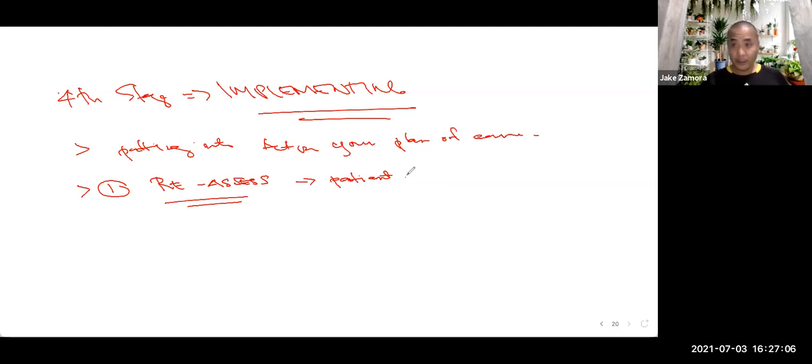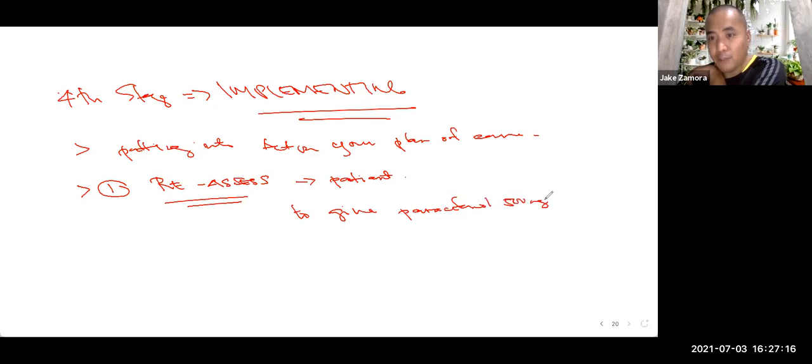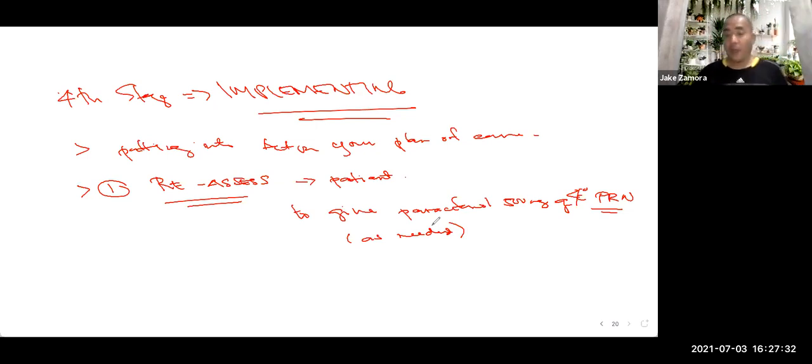For example, the doctor's order is to give paracetamol 500 mg every 4 hours PRN. Guys, PRN means as needed. So the doctor's order is to give paracetamol 500 milligrams every 4 hours as needed. So it is clear, you understand the doctor's order.